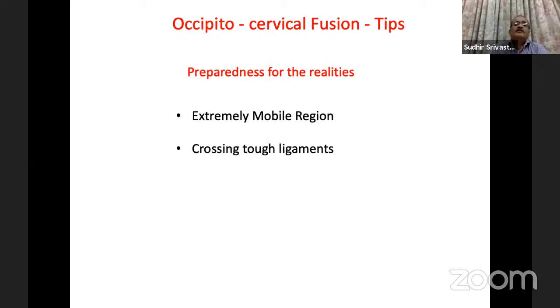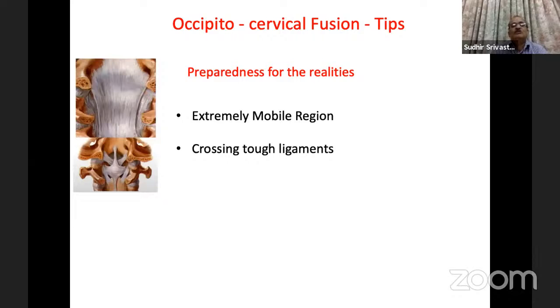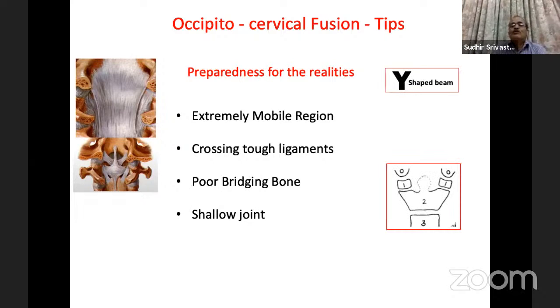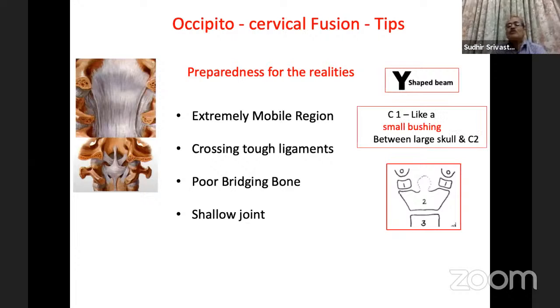The other reason for failing or going into non-union in this area is that there are a lot of ligaments there. The bony elements are not there as much as they are in confluent in the subaxial area. So there is a poor bridging bone and there are shallow joints. If you see, the C1 is just like a small bushing in this area. And that is the reason the non-union chance in occipito-cervical fusion is very high.